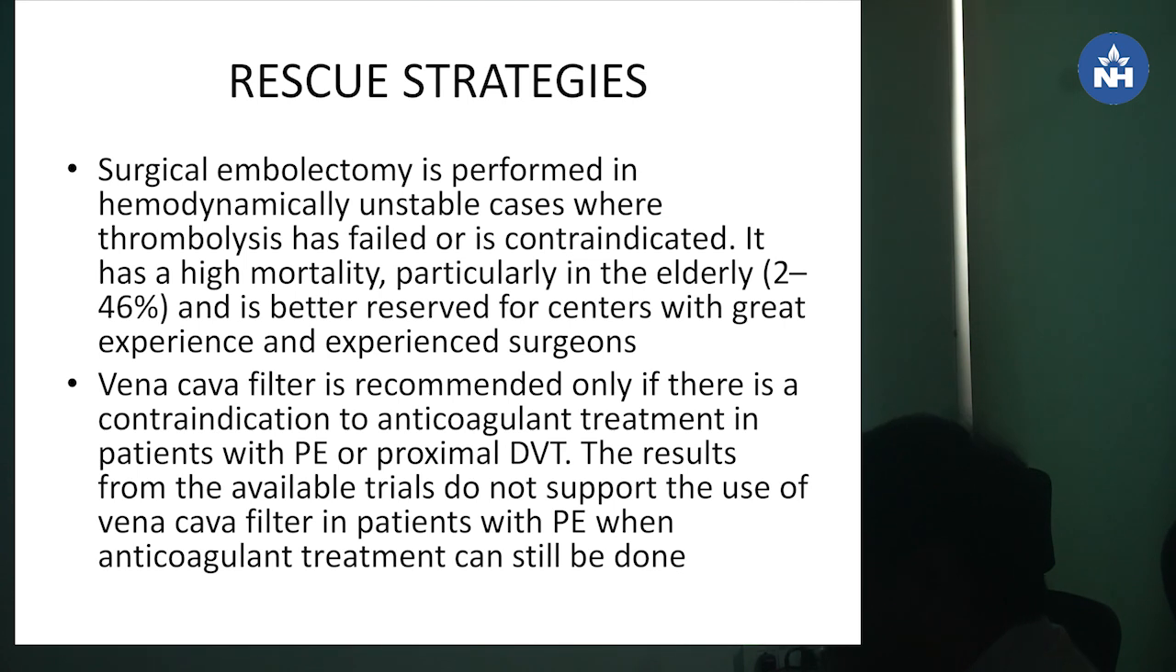Now, rescue strategy: surgical embolectomy is performed in hemodynamically unstable patients where thrombolysis has failed or is contraindicated. It has high mortality, particularly in the elderly, and is better reserved for centers with great experience and experienced surgeons. Another is the vena cava filter, which I have already told earlier is recommended only if there is a contraindication to anticoagulant treatment in patients with acute pulmonary embolism or proximal DVT. The results from available trials do not support the use of vena cava filter in patients with PE where anticoagulant treatment can still be done.